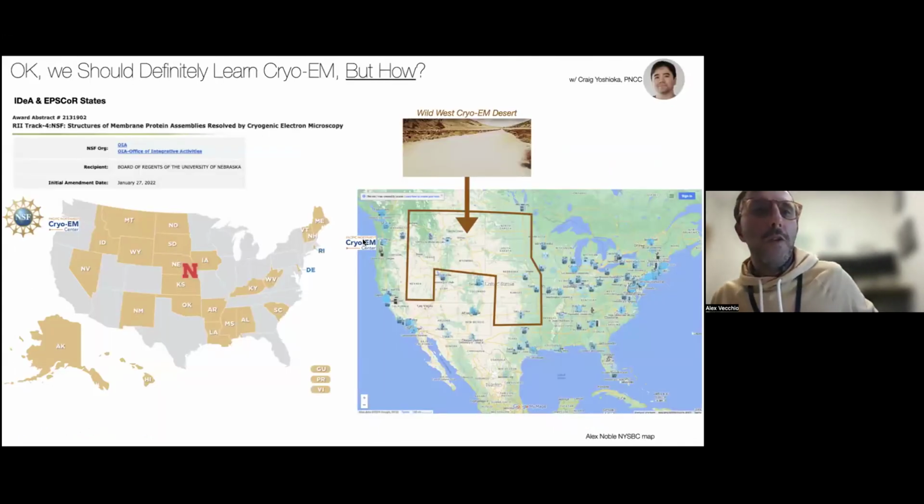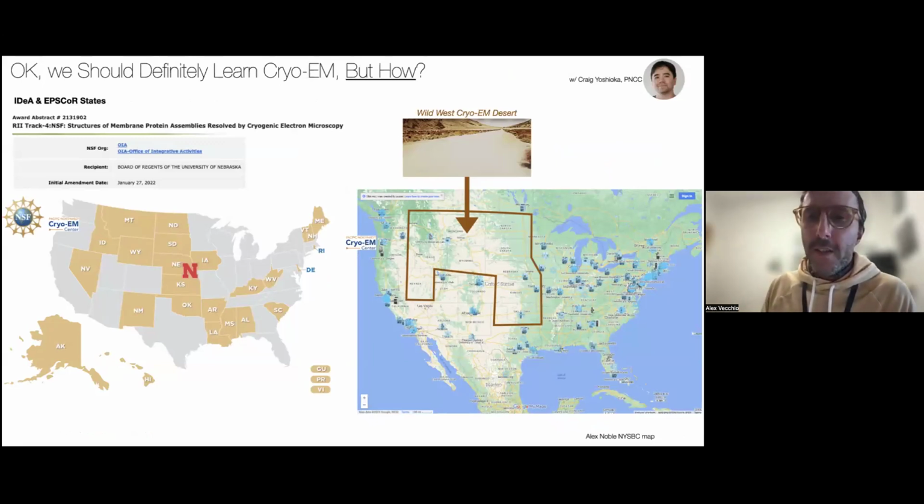So now that we knew that we definitely had to learn cryo-EM, we had to think about the how. And so we lived in what I would call the Wild West of cryo-EM, which is effectively a desert. And the desert is now more populated with cryo-EM microscopes, but at the time, late 2019 or early 2020, I don't think there was any cryo-EM microscope in this entire region. And so we had no access to cryo, and we couldn't just keep sending samples to Ben because he had to do his own thing.